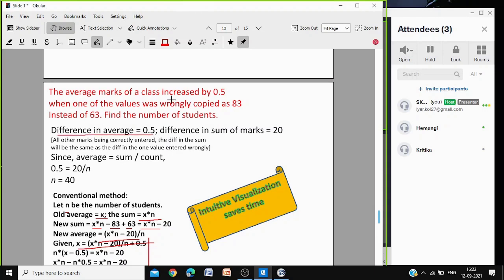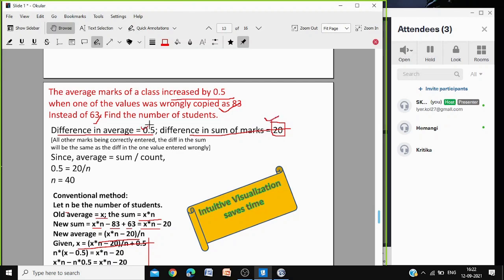You are getting 0.5 higher. And the difference in sum of marks is 20, because instead of 63 you are writing 83. That means you are copying 20 marks extra. What you should have added as 63, you have added 83. That means you will get 20 extra in total. So the difference in sum is 20 marks.